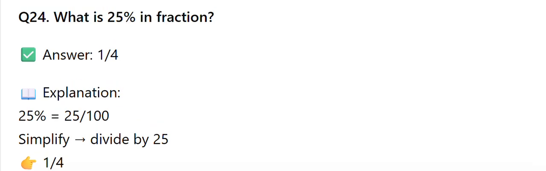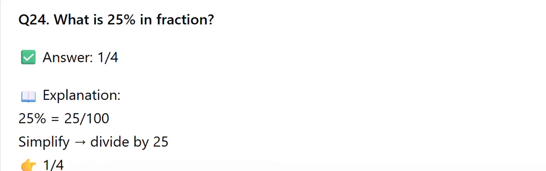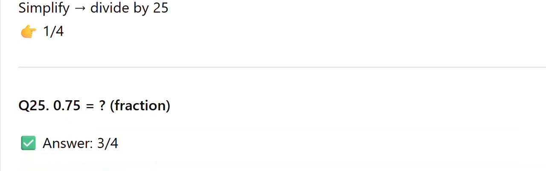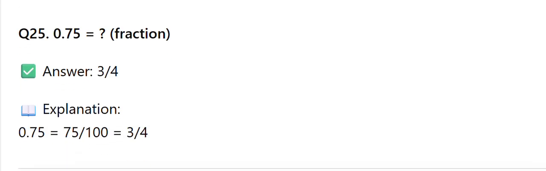What is 25% in fraction? 25% is equal to 25 divided by 100. 25 divided by 100 is equal to 1 by 4. Next question, 0.75 convert into fraction. So 0.75 is equal to 75 divided by 100, which is equal to 3 by 4.